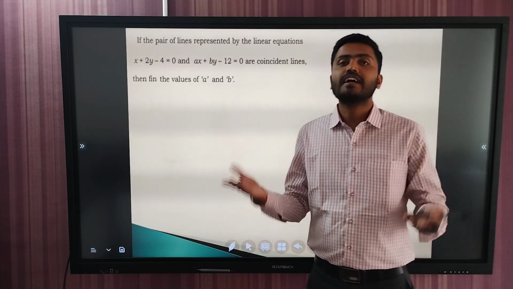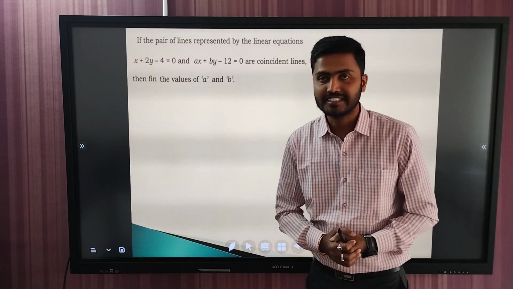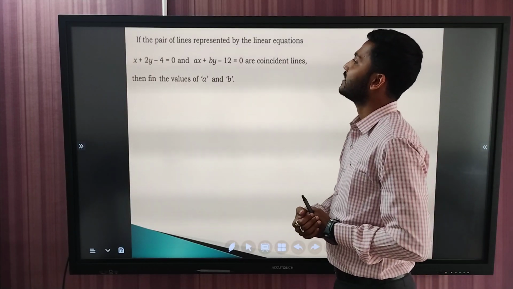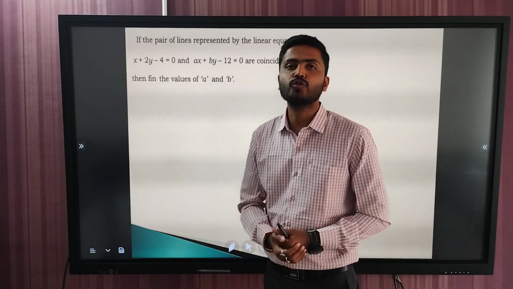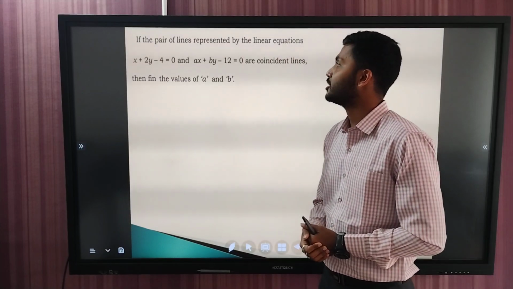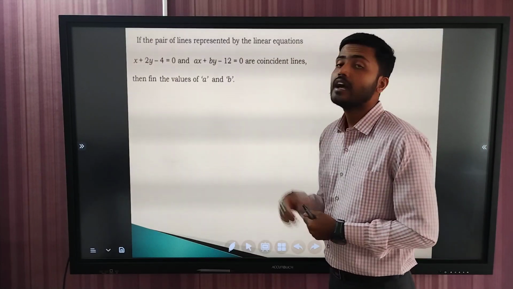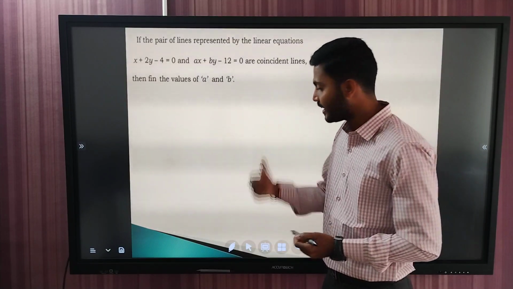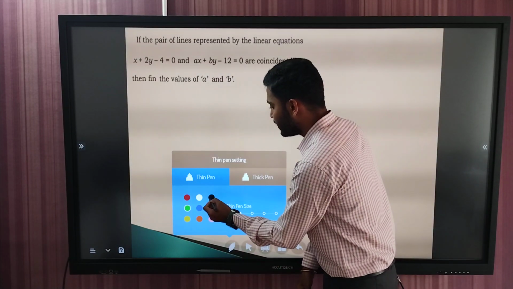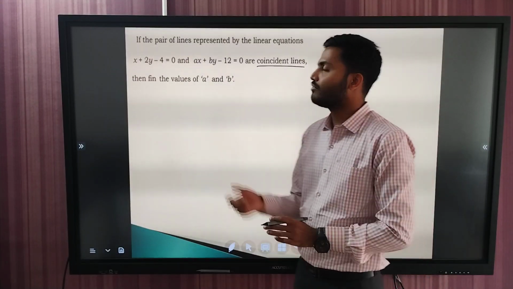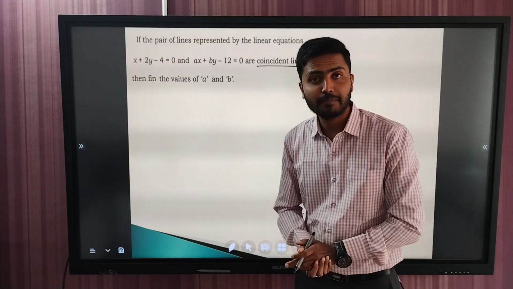Alright, so now let us look at the second question of our today's session. So if the pair of lines represented by the linear equations x plus 2y minus 4 is equal to 0 and ax plus by minus 12 is equal to 0 are coincident lines. They are already telling you that they are coincident lines. Okay, then find the values of a and b.